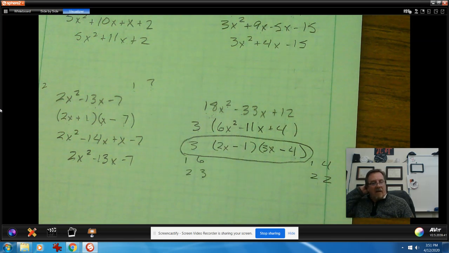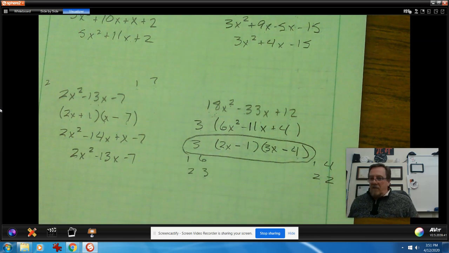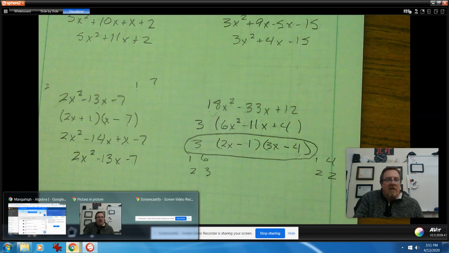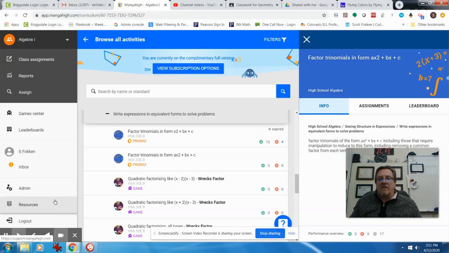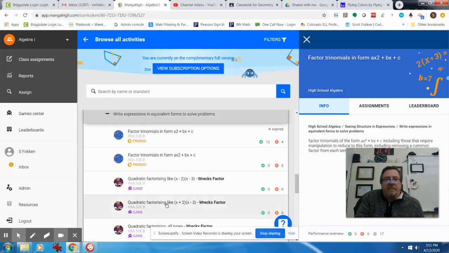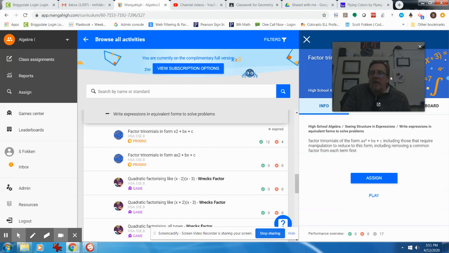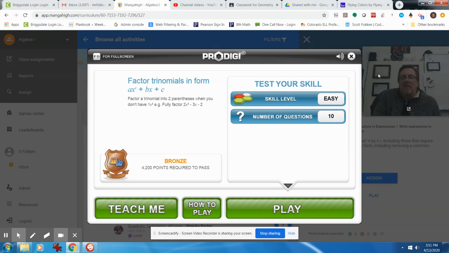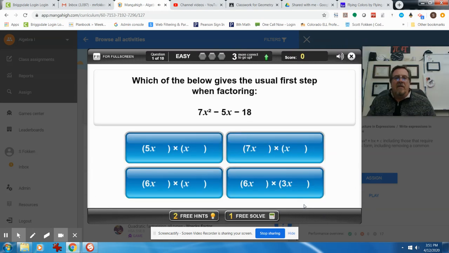Okay? All right. Let's move on and see what fun Mangahigh has in store for us on this. So we're going to start here, move Mr. Foken out of the way, and let's play. Starting off on easy here. Which of the below gives the usual first step when factoring?